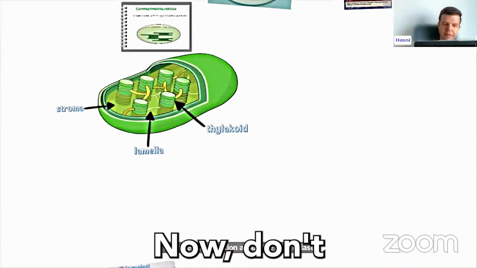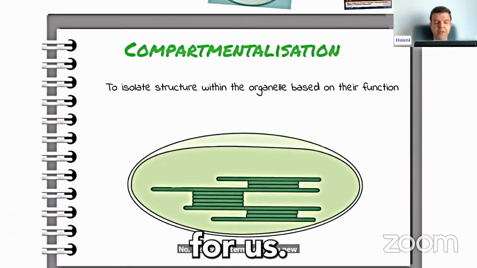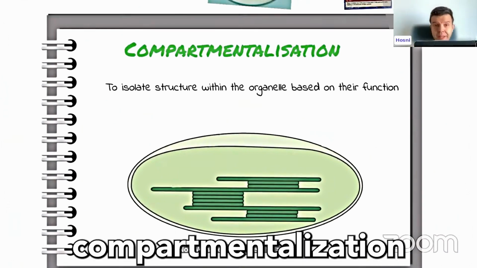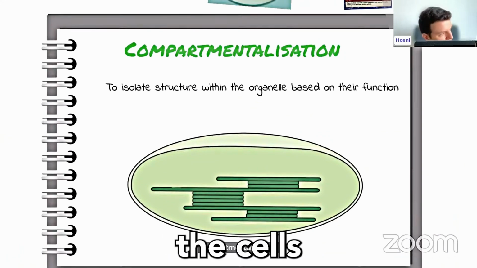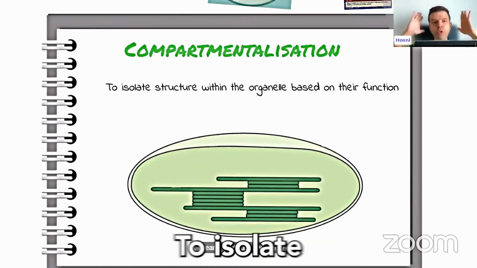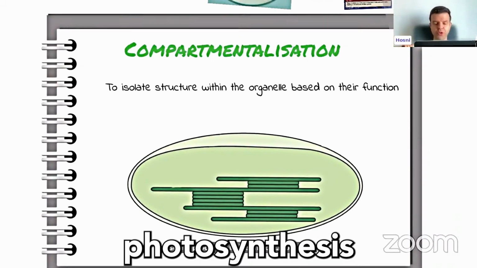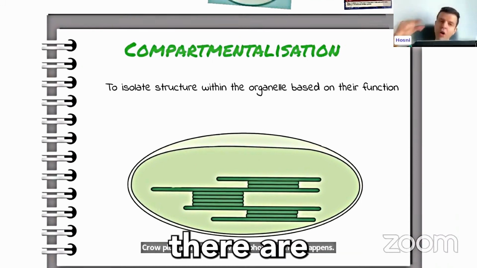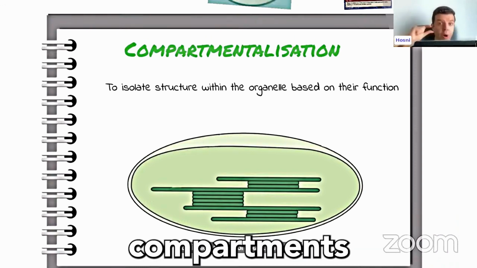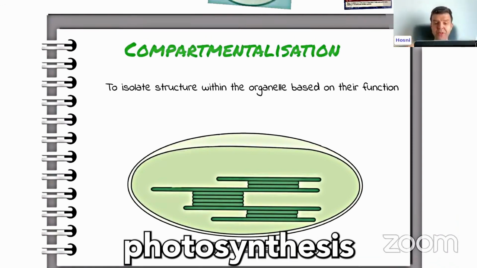Now, a new term for us here is what we call compartmentalization. What does compartmentalization mean? It means that the cells try their best to do what? To isolate processes inside the cell. So look, the chloroplast as a whole is where photosynthesis happens. Still, inside the chloroplast, there are special rooms or compartments where processes within photosynthesis take place.